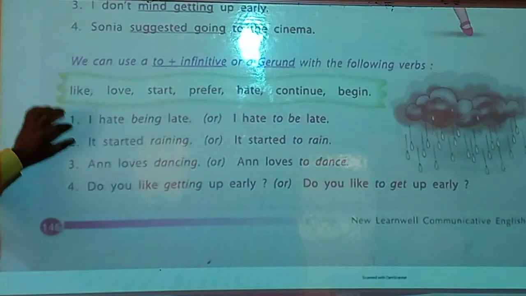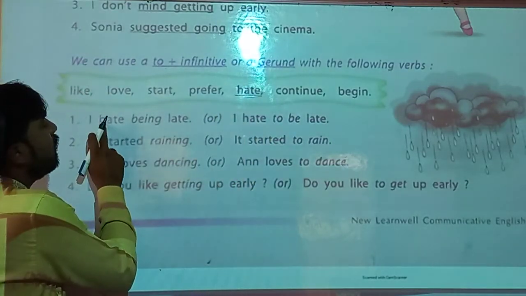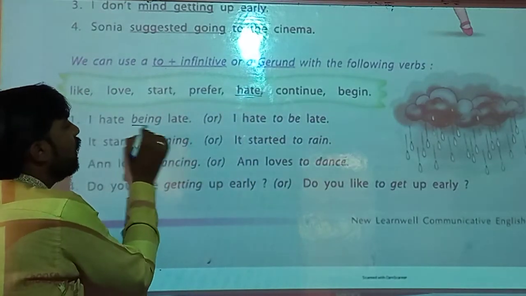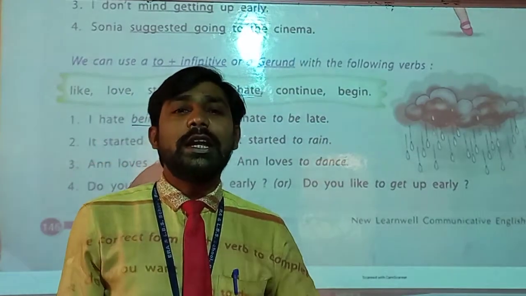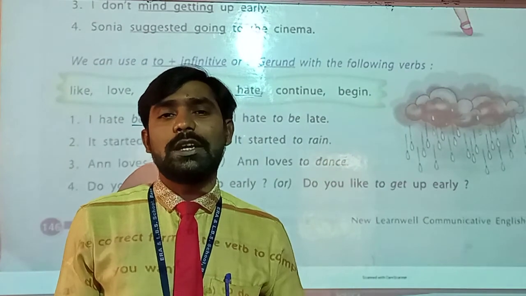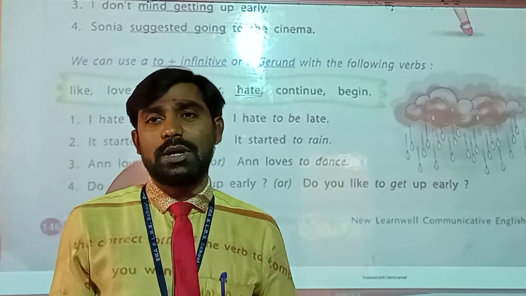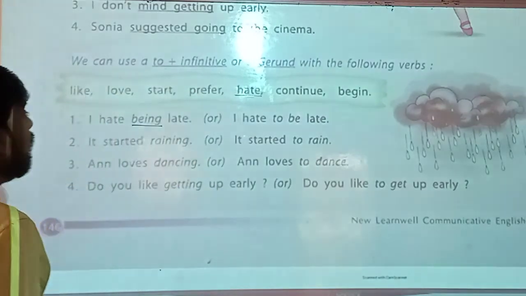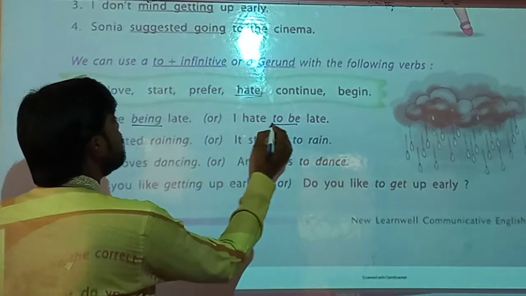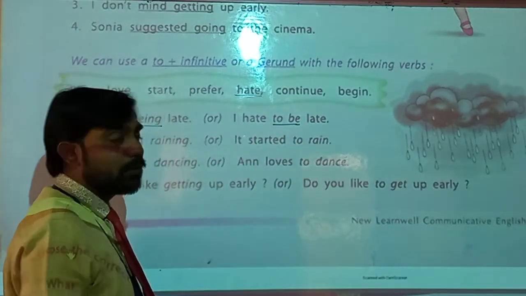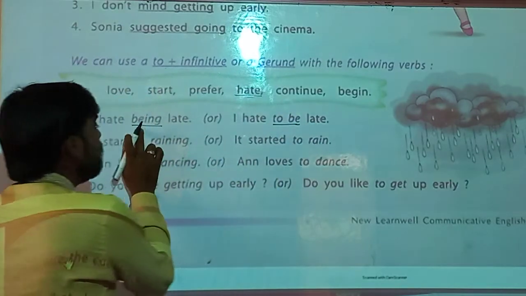So example, I hate. Now see, this word is given, hate. I hate being late. लेट होना मुझे पसंद नहीं है, मुझे ना पसंद है. ओके, लेट होना. I hate to be late. Here it is infinitive form of be. ये जो फॉर्म है to be, it is infinitive form and this one is gerund form.